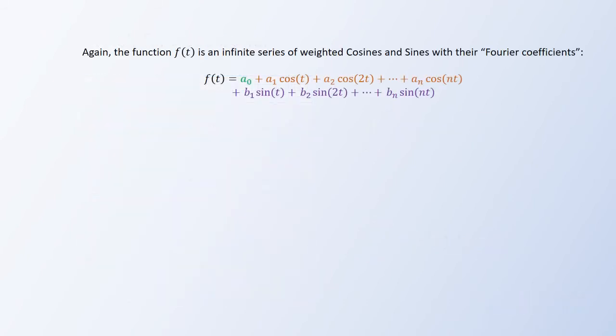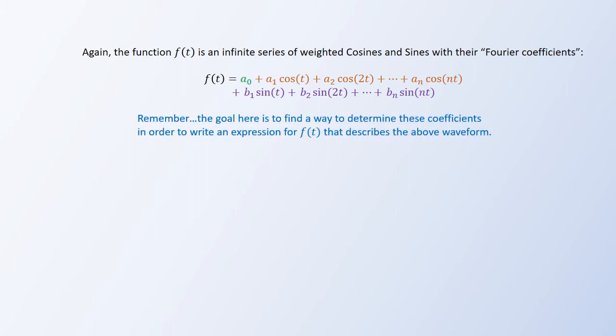So once again, the function f of t is an infinite series of weighted cosines and sines with what we'll call Fourier coefficients, and I've color coded it there. So we have a0 plus all of the a's times the cosine terms, and all of the b's times the sine terms. And remember, the goal here is to find a way to determine these coefficients in order to write that expression for the square wave.